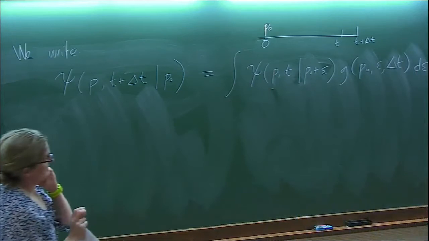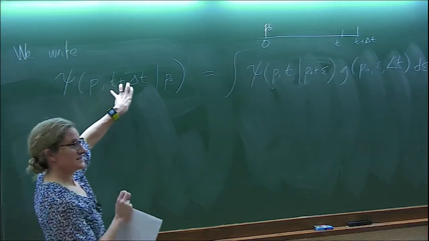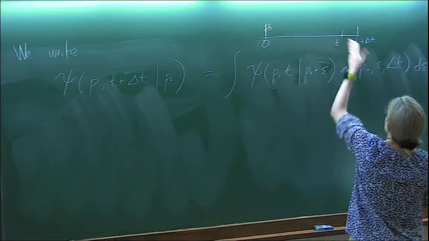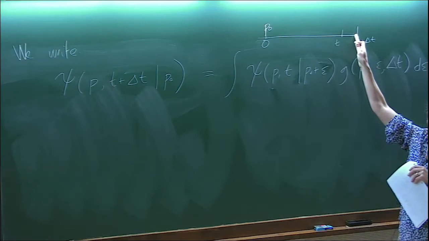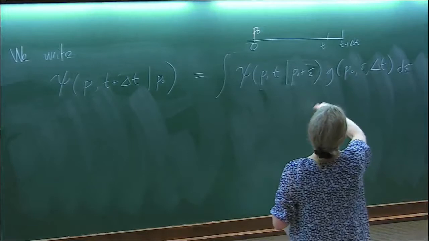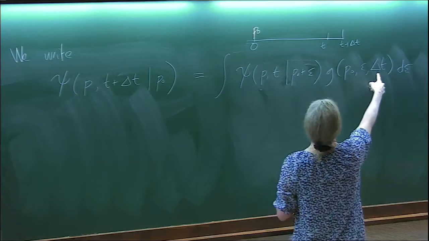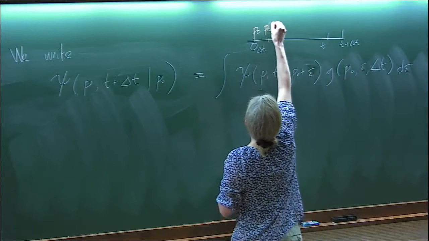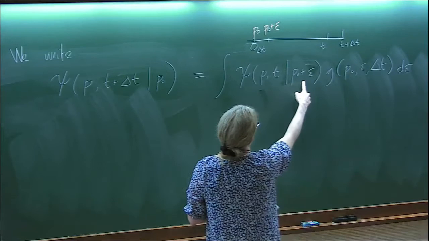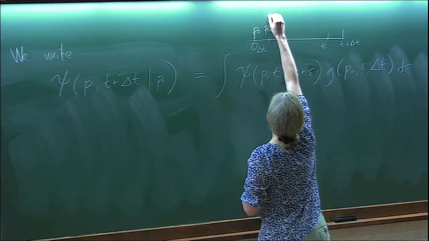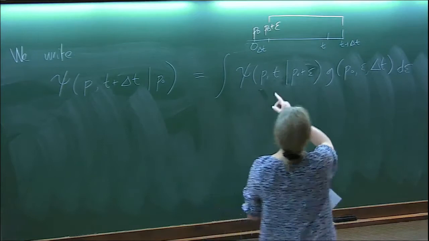Okay, let me talk you through this. You would think that if we wanted to figure this out, we might consider a process that went from p0 to t, and then from t to t plus delta t. And instead, we break it up like this. We have the probability that it started at p0 and made a change of epsilon in the first delta t. And then it jumped from p0 plus epsilon to p in time t. So then it went t time units later. We do that jump to get to p.